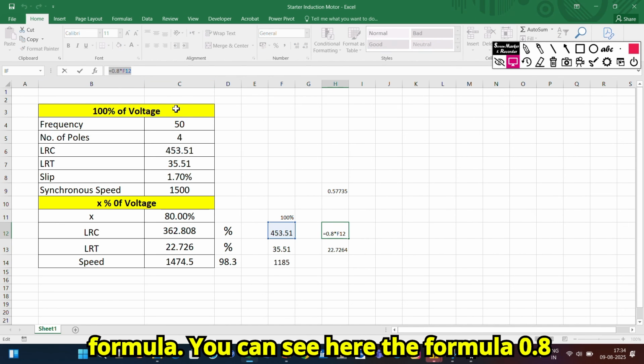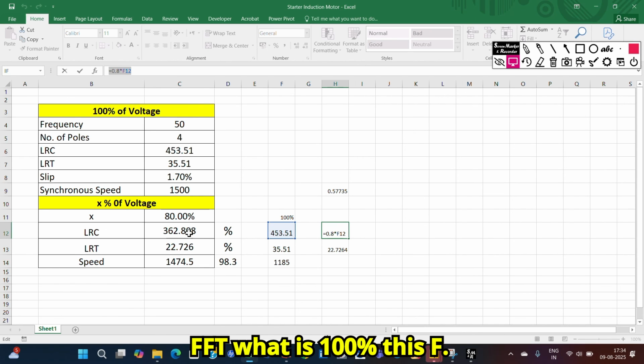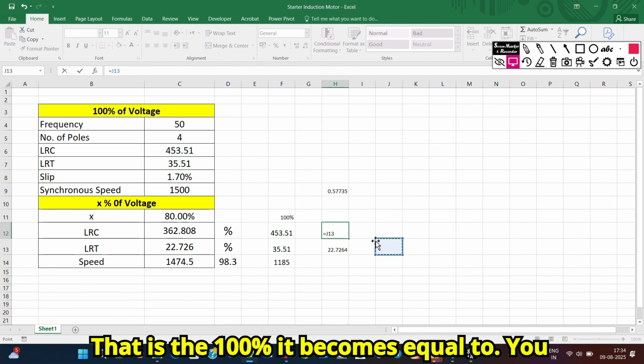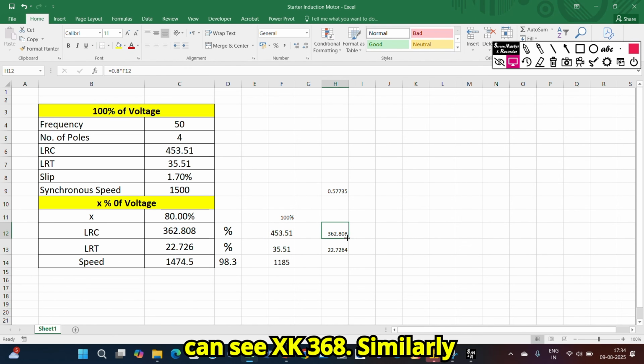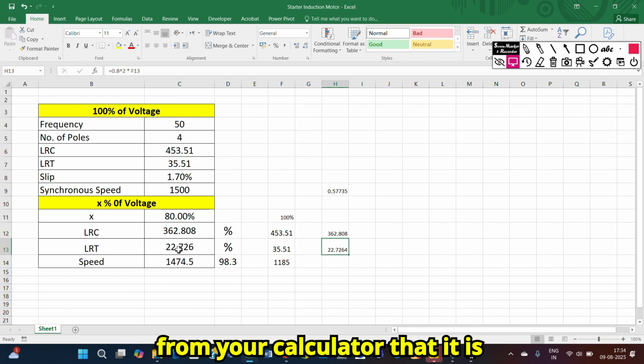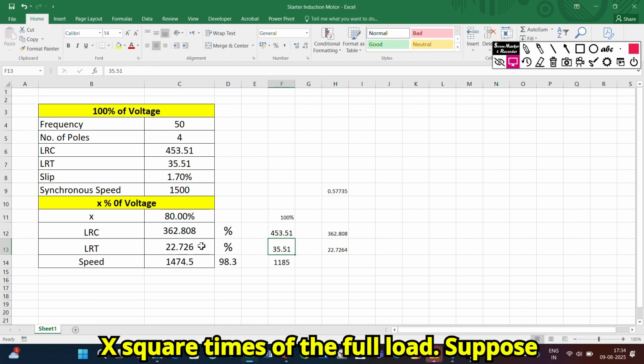You can see here the formula, 0.8 into the 100% value, it becomes equal to 368. Similarly, you can even calculate from your calculator that the torque is x square times of the full load, x square times of the full load.